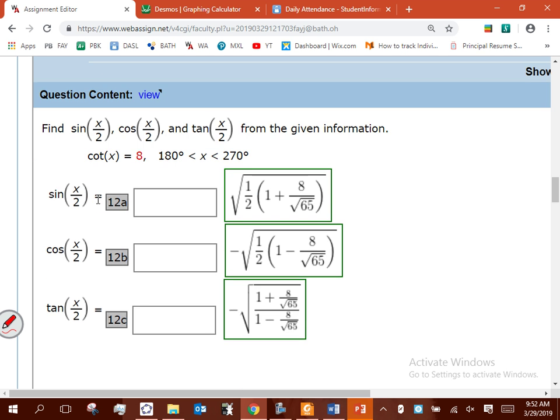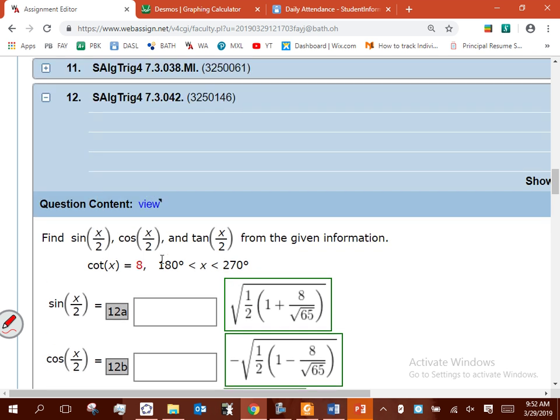Same stuff there with what we did. Now I don't like this because they tell me cotangent of x equals 8. So what would I rewrite that as? Tangent of x equals 1/8. Okay. Now, if I'm between 180 and 270, so now I'm here, that's where my theta is. That's my triangle right there. Tangent is opposite over adjacent, so -1 over -8, right? Okay.